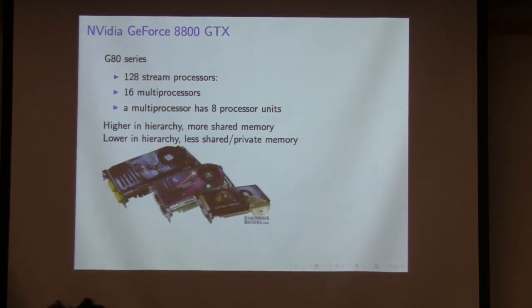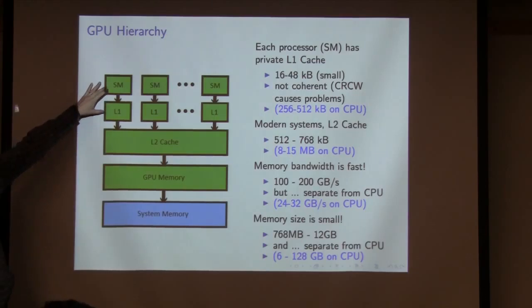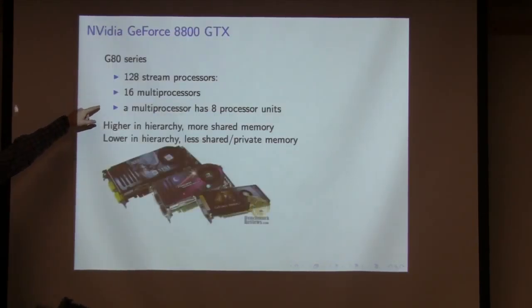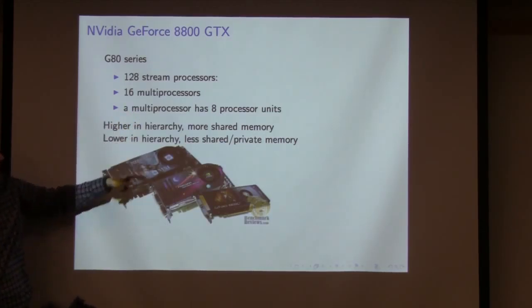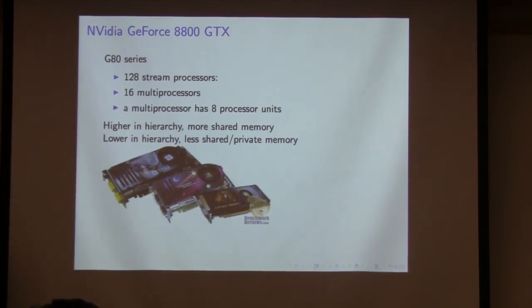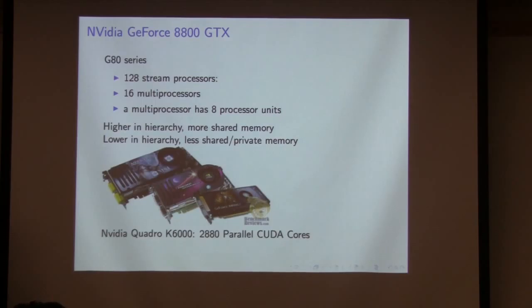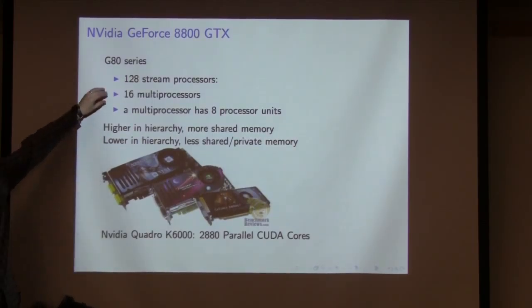So the processor units in the multiprocessor are the stream processors? The stream processors are the ones sitting here. Inside of each stream processor, you have 16 multiprocessors. Each multiprocessor is 8 processing units. I looked up one. Together it's 16,000. I guess 16,000.